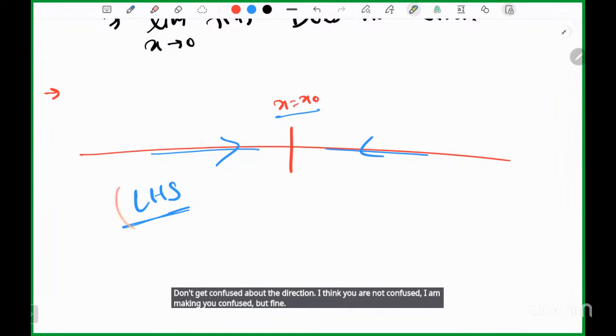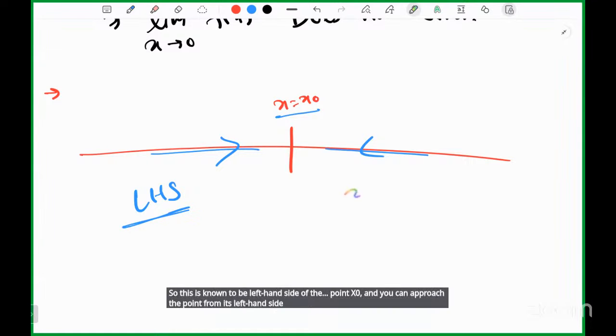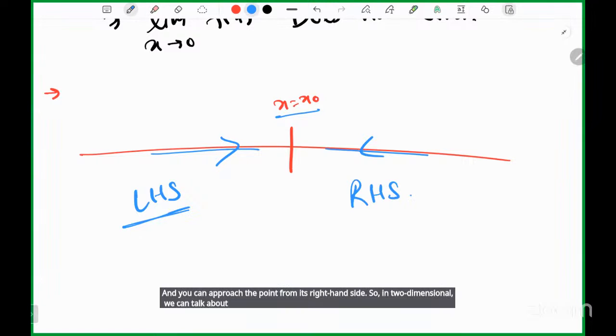So this is known as the left hand side of the point x0, and you can approach the point from its left hand side, and you can approach the point from its right hand side. So in two dimensions, we can talk about two types of limit. One is the left-hand limit and another one is the right-hand limit.